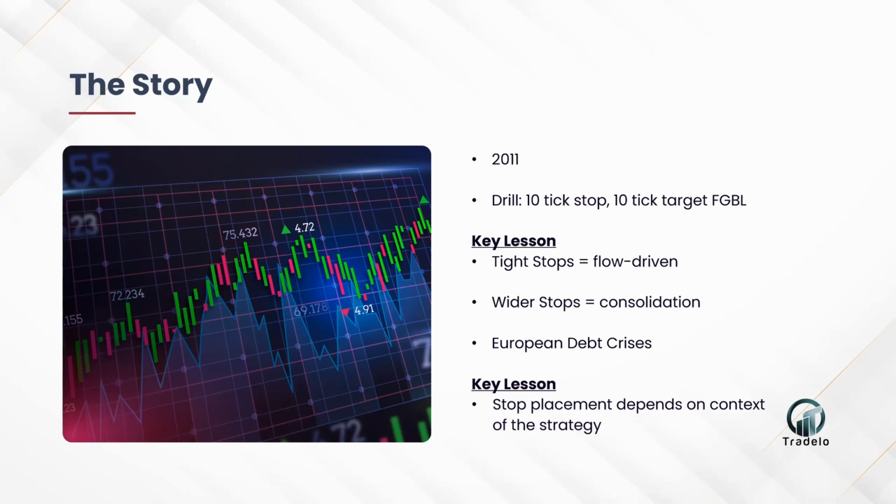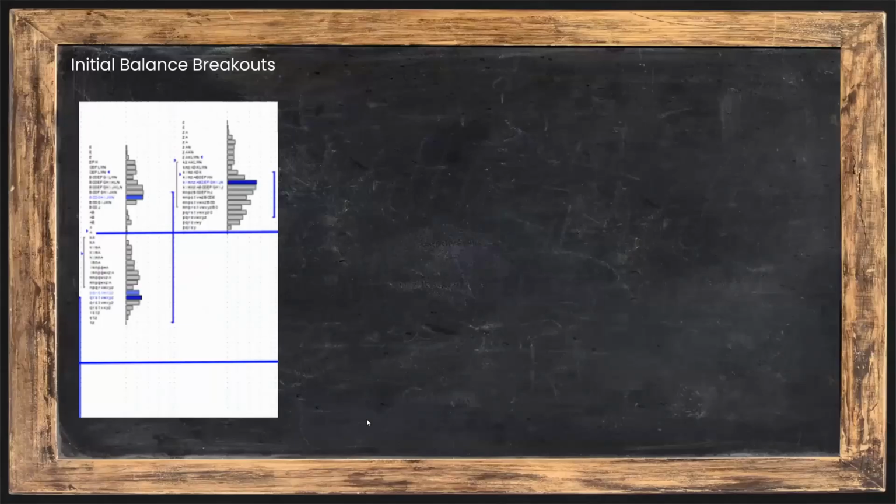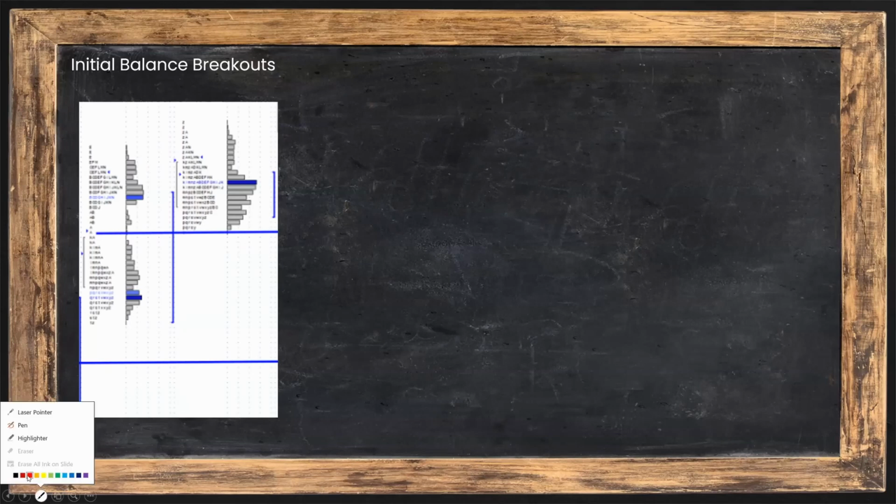Okay, so right on the open, there was a play that I'm going to show you now called the initial balance breakout. Okay, now how did it work? What you can see on the chart is 2 profiles. Okay, 2 market profiles. This is 1 day and this is day number 2. Now, the initial balance is this little black line on the left side.